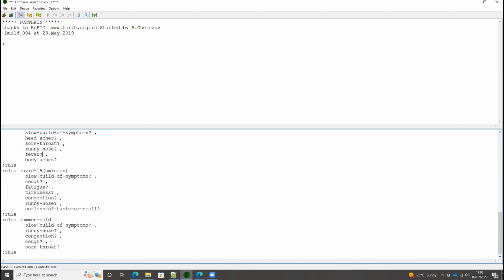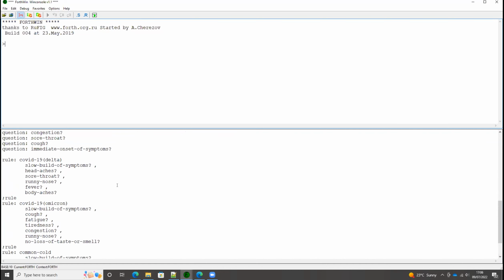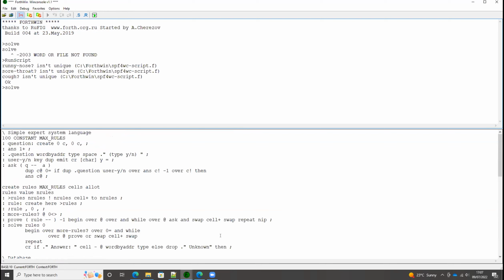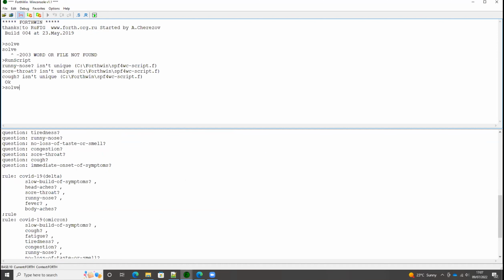I'll show you how you use it. All you do is you type in solve, and okay, that's because I haven't loaded the script. Let me just run that. I'm just double checking that everything is as it should be. Yes, this should be correct. Okay, right, solve. And see, it starts asking you questions, okay? And all you've got to do is answer those questions, and then you'll find out what you most likely have.